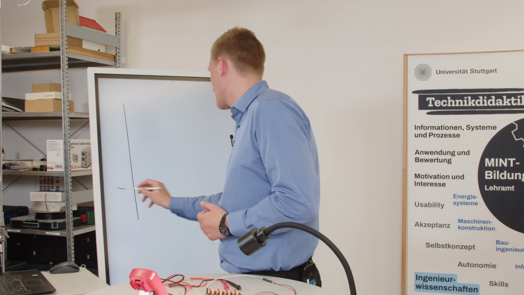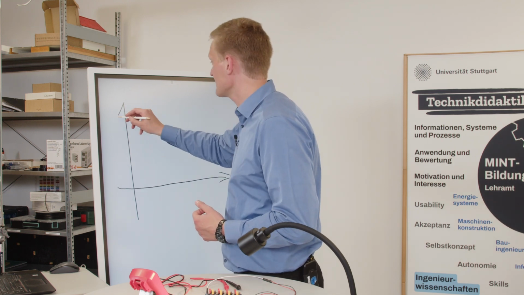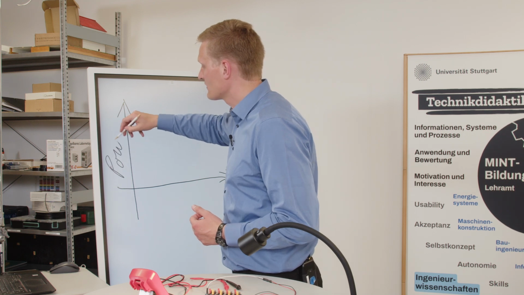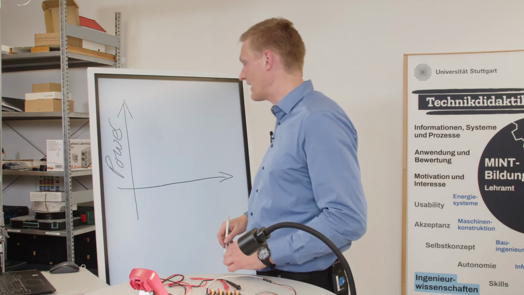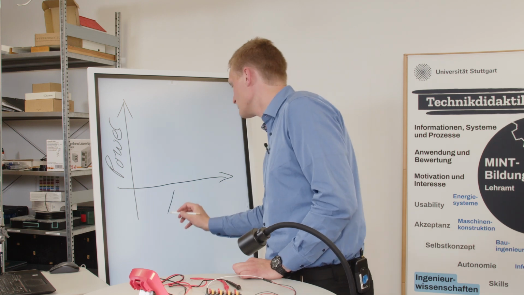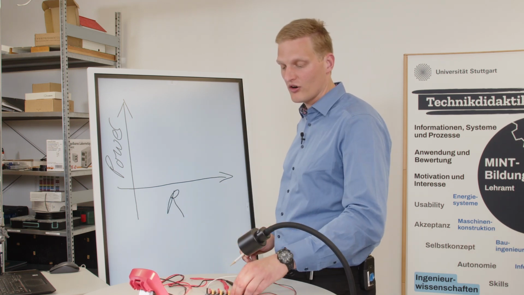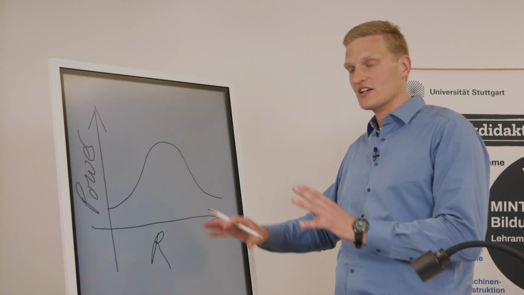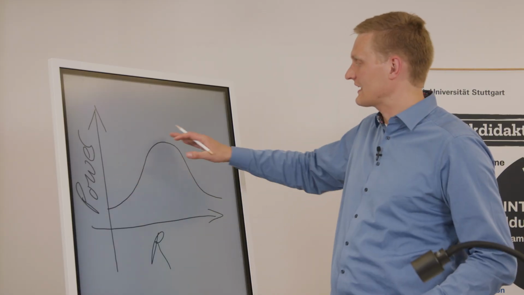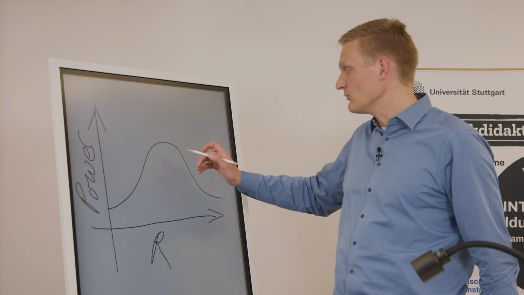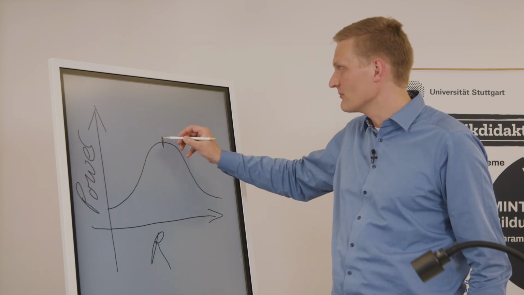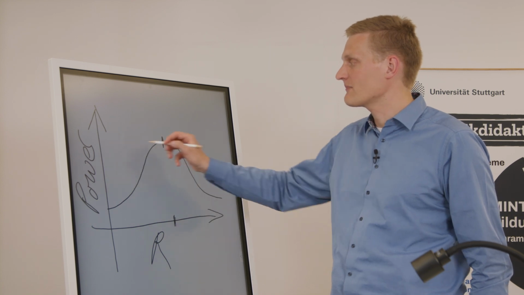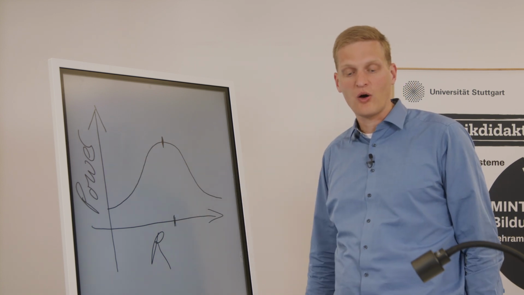So we have a y-axis and an x-axis, and on the y-axis we have the power, so the output power of our PV panel, and on the x-axis we have the resistance of our programmable resistor board. If we put the data into the graph, it should look like this, like a bell. And then we can see, okay, here's the maximum point. So we can see at what resistance we had the maximum output of our PV panel.